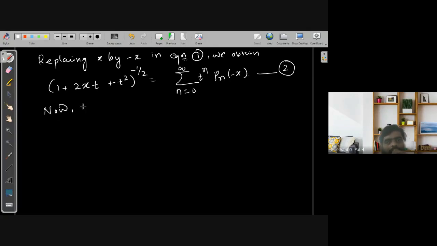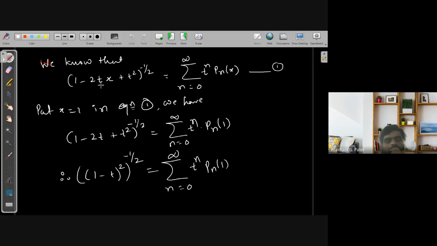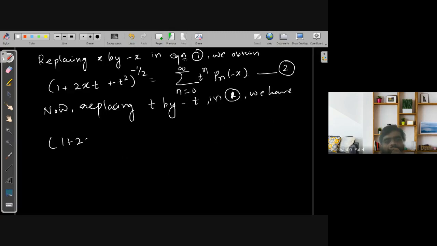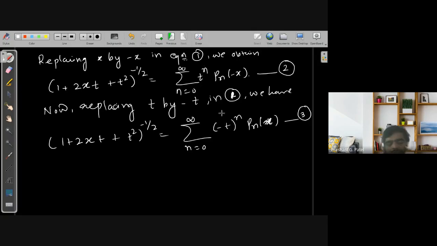Now I will replace t by minus t in equation 1. Instead of t, we replace minus t. So minus minus becomes plus. So we have 1 plus 2tx plus t square raised to minus 1 by 2 is equal to summation n running from 0 to infinity minus t raised to n into Pn of x. If I call this equation 3, and if you compare this, you can see this side is the same.